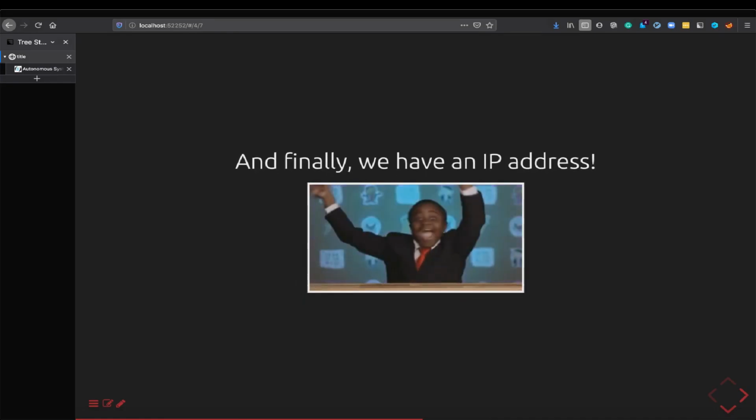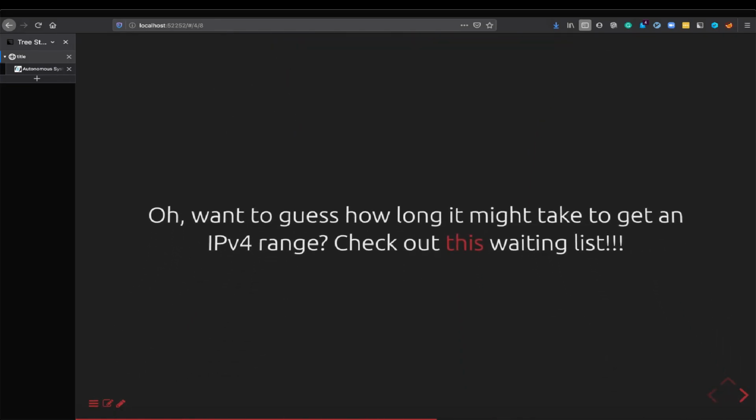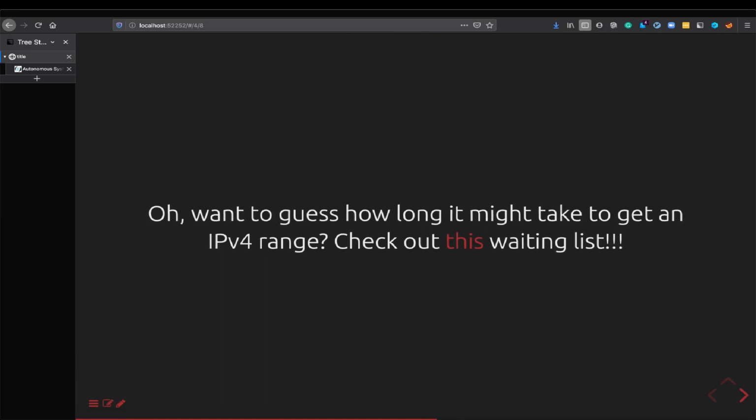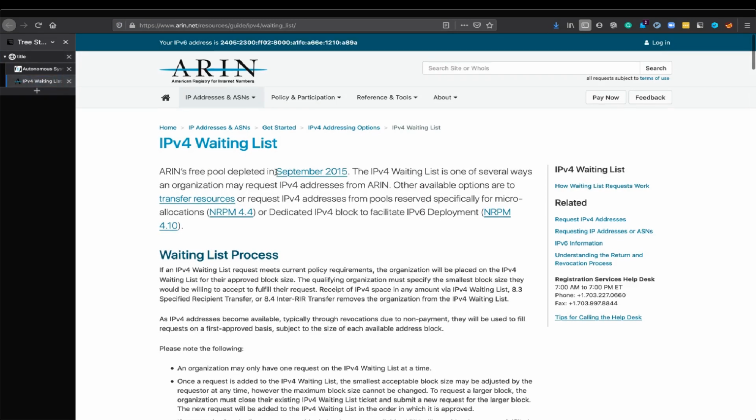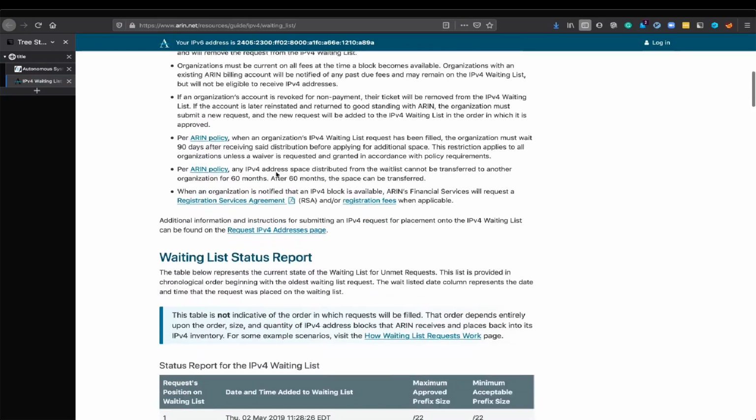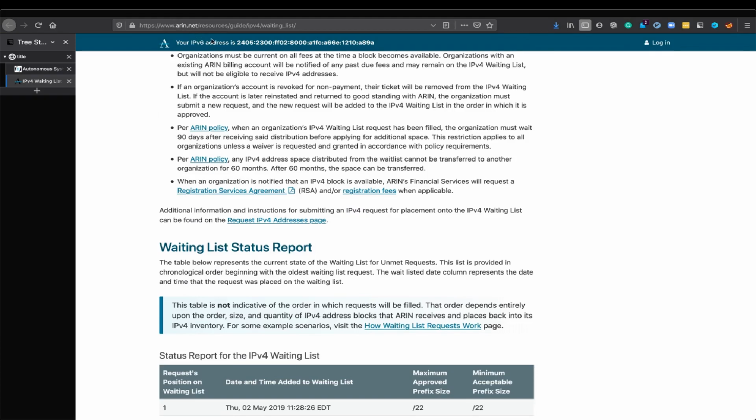Now we finally have an IP address. One more important thing which I forgot to tell you is that a lot of people keep putting on the internet that IPv4 is exhausted. You cannot really use IPv4 anymore. You do not get IPv4 addresses anymore and all of that. So I have a quick link here which has the waiting list for IPv4. We can go have a look at that. This is specific to the ARIN registry. It's not by IANA.